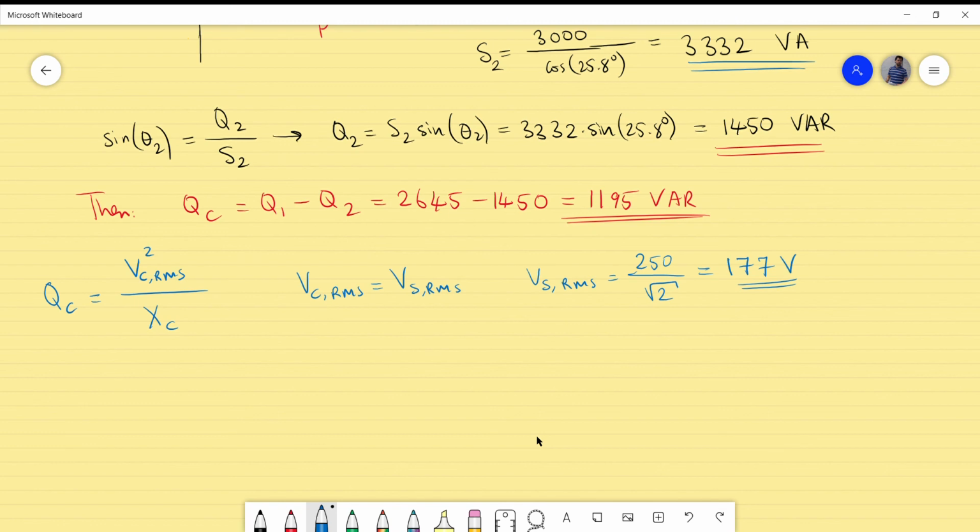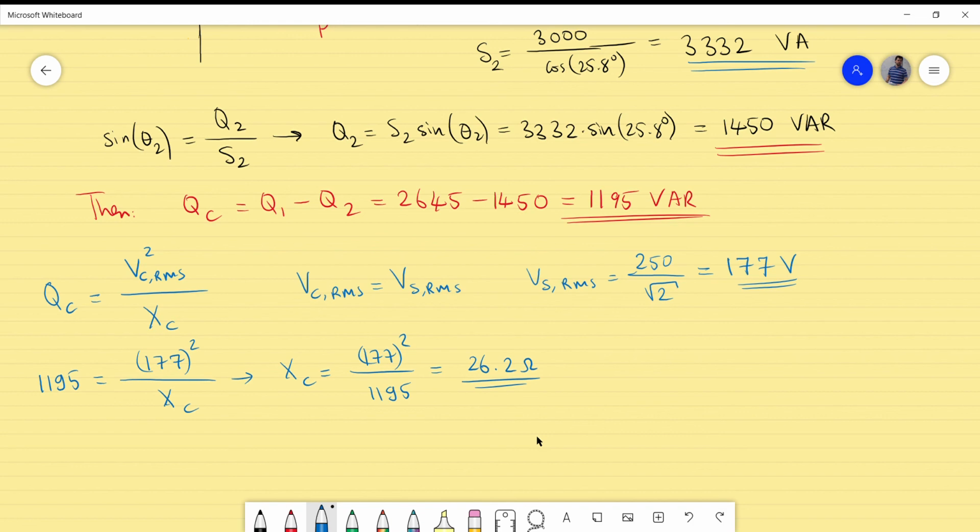Okay, if I now use this value in this equation, what do I get? I have the following. 1159 is equal to 177 squared divided by XC. So I know what XC will be. That will be 177 squared divided by 1159. That's actually the value here. And if you do that and you round it off correctly, you will get 26.2 ohms.